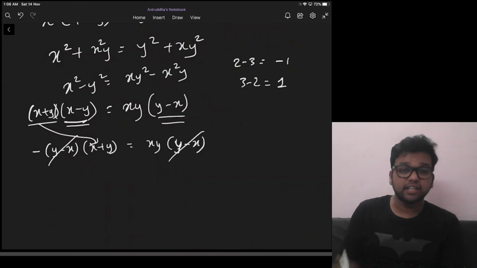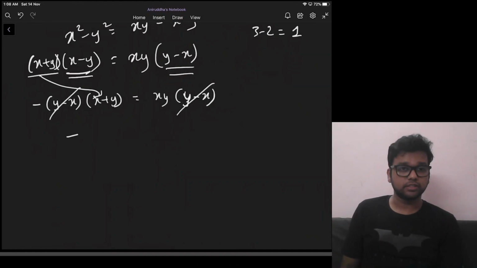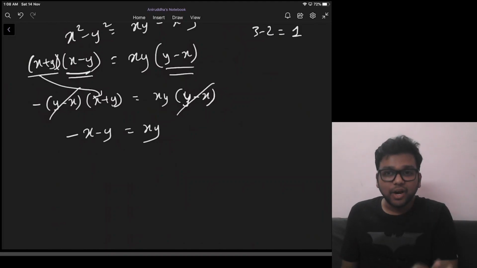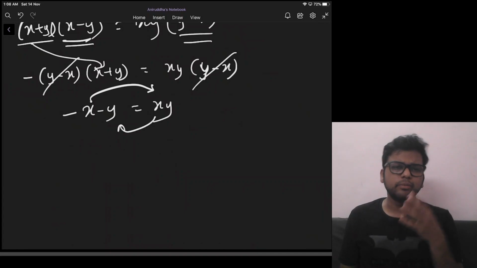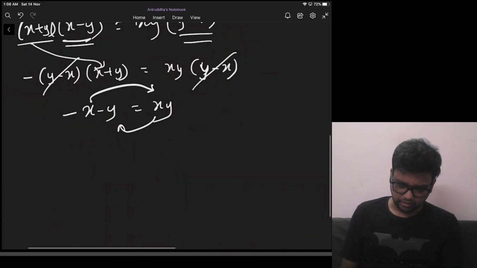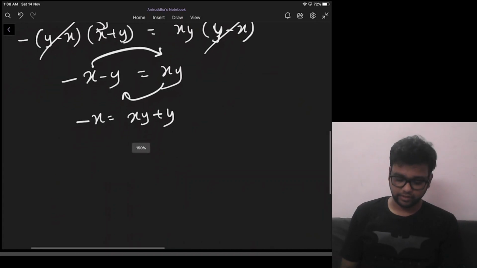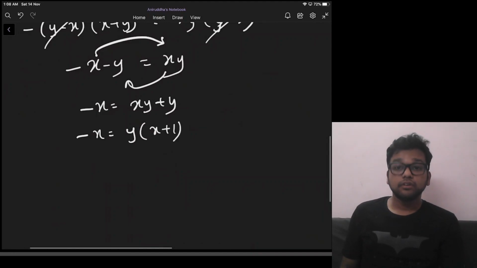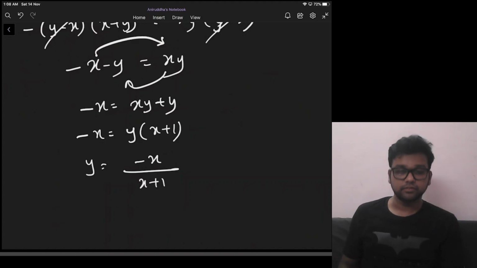We can cancel this bracket because it will divide anyway. So it will give us minus of (x minus y). So minus x minus y is equal to xy. Now we can bring y to one side. How? Understand. Let's take this x here, let's take this xy here. Or maybe let's send that y there, anyway is fine. So minus x is equal to xy plus y. Fine. So minus x is equal to y into bracket x plus 1. So finally y is equal to minus x divided by x plus 1.